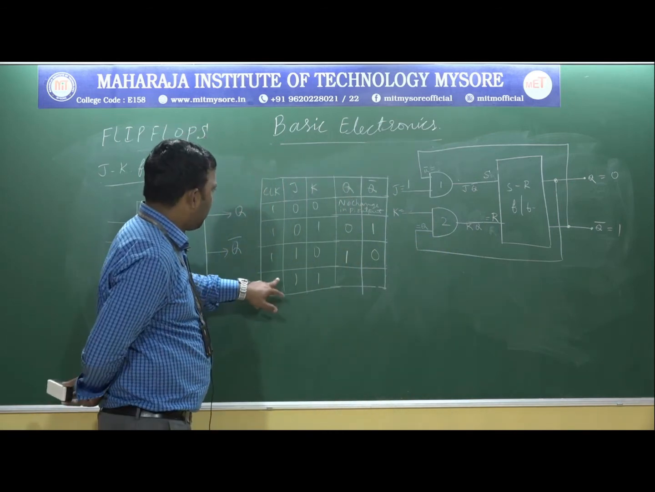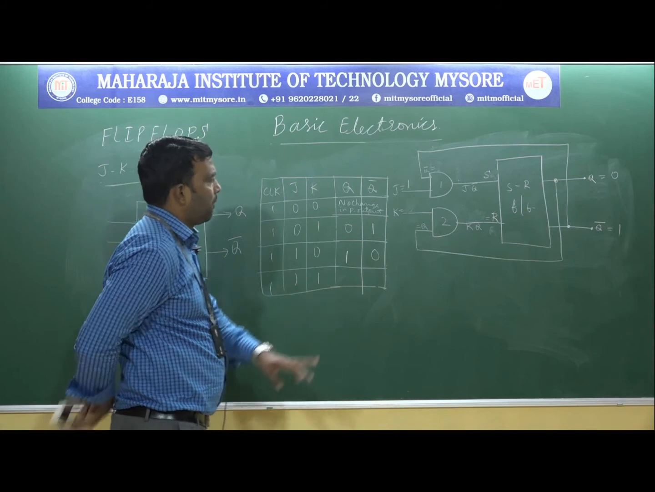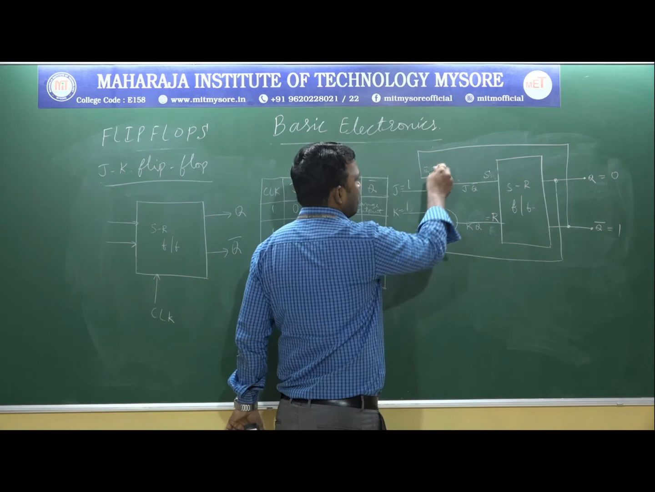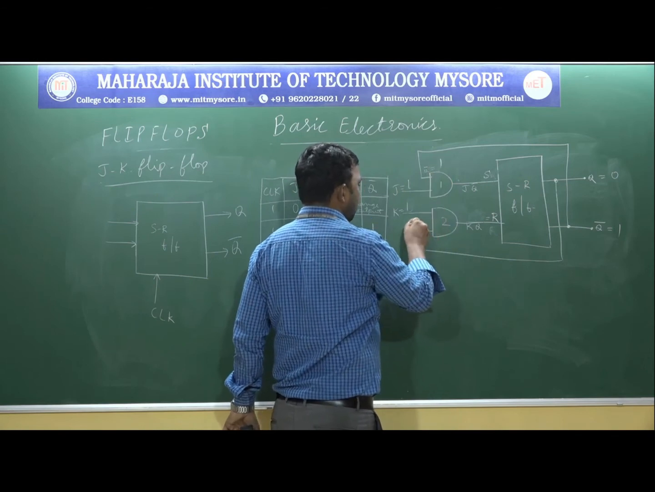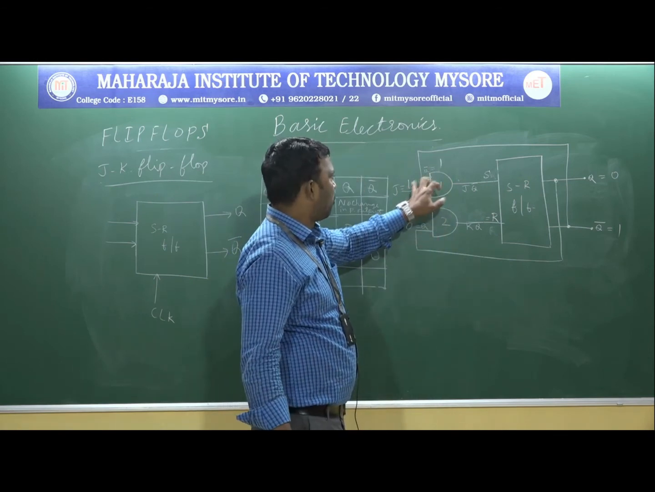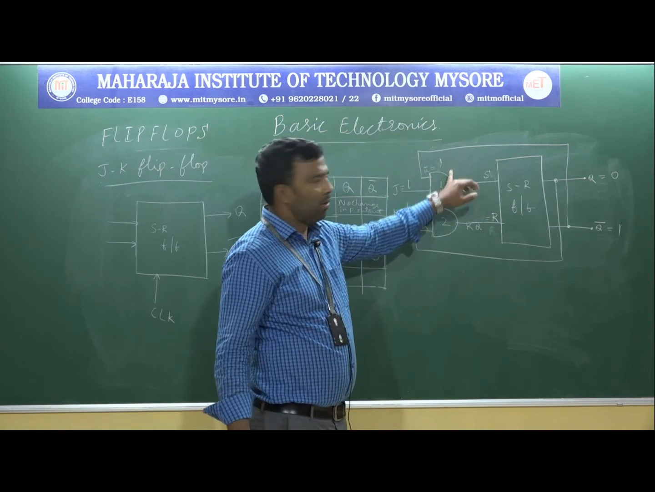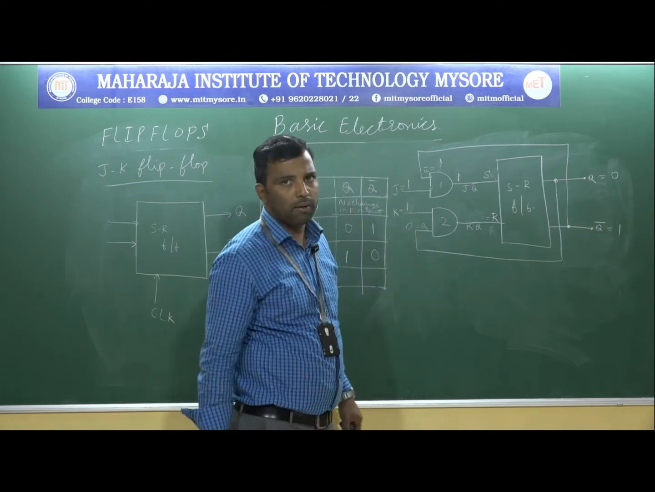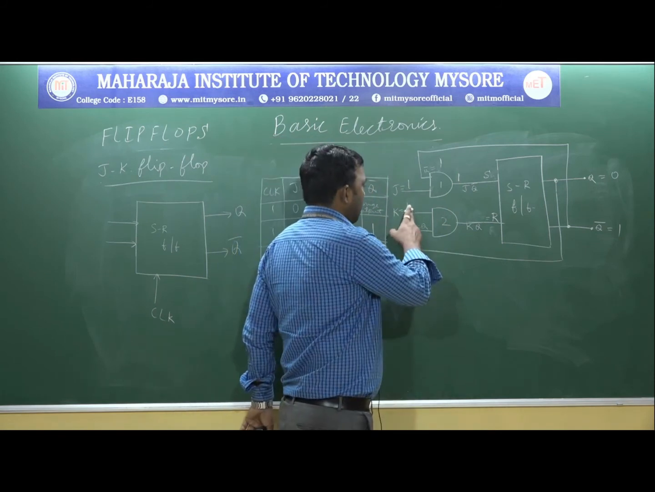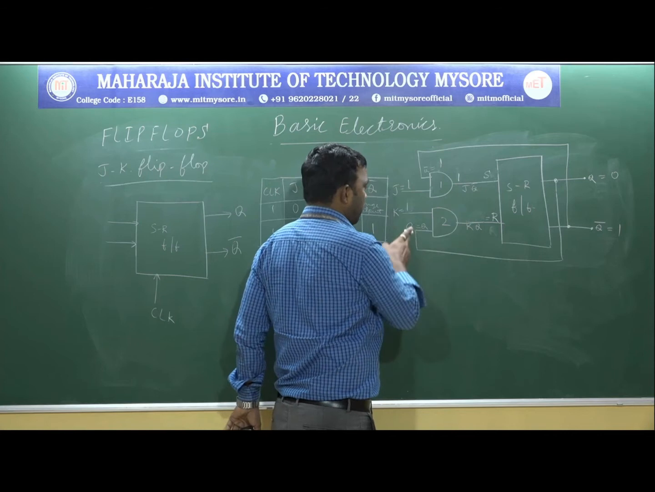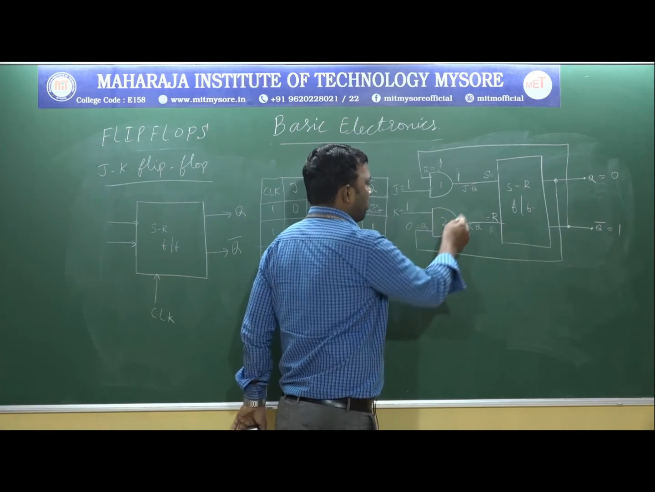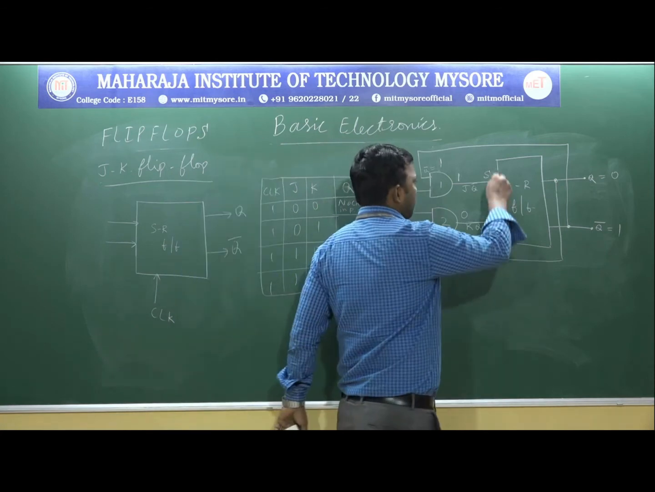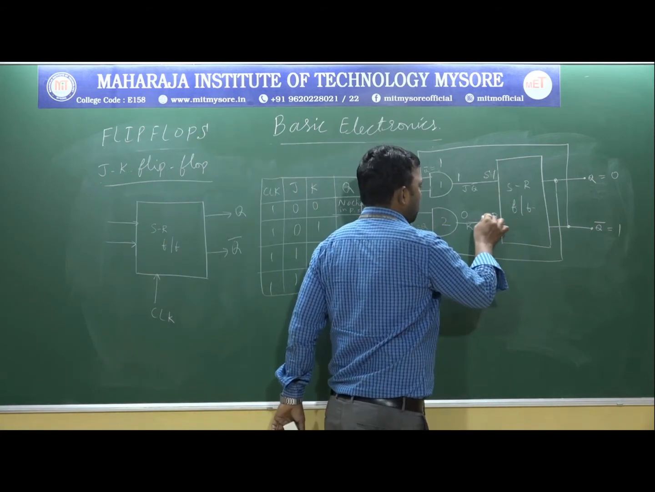Let us consider that J and K are both 1-1. Let us consider Q is 0 and Q bar is 1. For AND gate 1, both the inputs are 1-1. Therefore, AND gate 1 output is 1. Next, here K is 1 and Q is 0. When 1, 0, the output is 0 for the AND gate. Now S becomes 1 and R becomes 0.